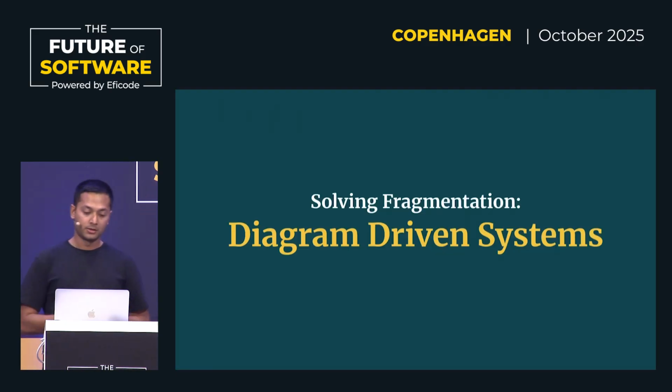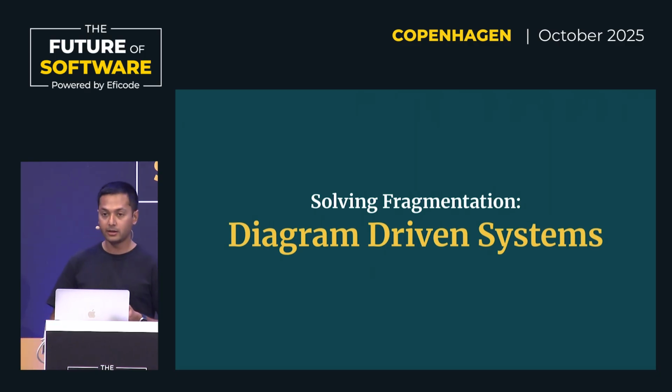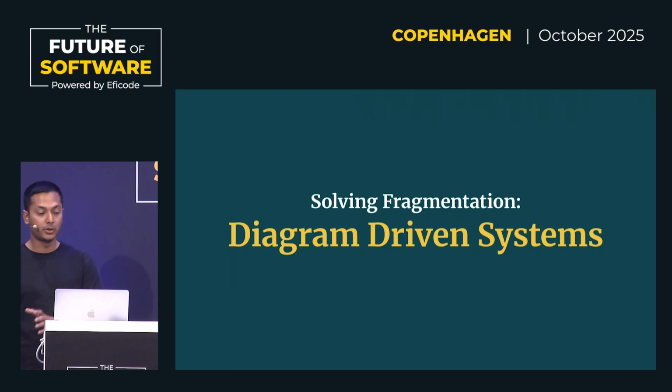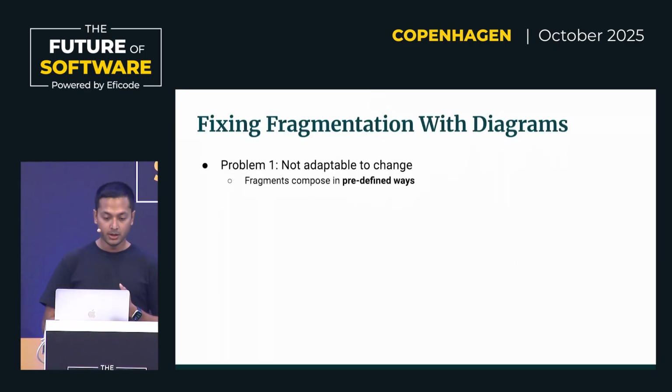But what if it was not? What if we could have systems that were driven by diagrams that we understand as humans? If they could drive our systems, then we would have a mental model that really, really sits well with us. Everybody understands what we do.